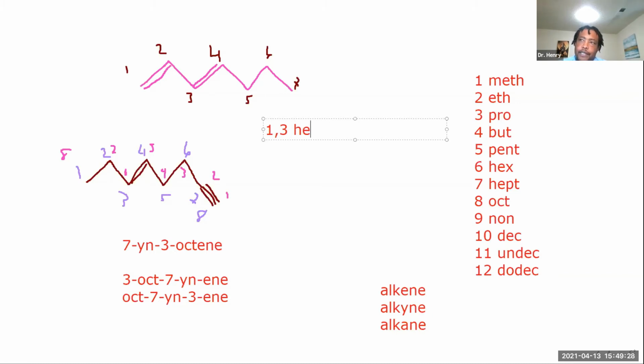Heptene. Hep, no, it would actually be heptadiene. Why diene, Dr. Henry? Because "di" means there's two of them. Oh yeah. So now we're throwing back to the Greek prefixes. Yes, we go back to the Greek prefixes: di, tri, tetra.